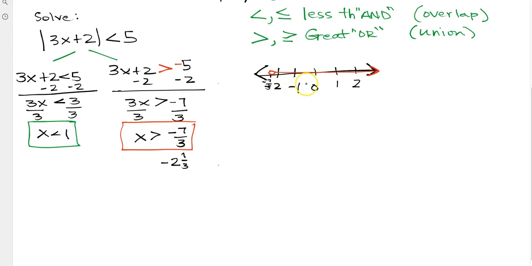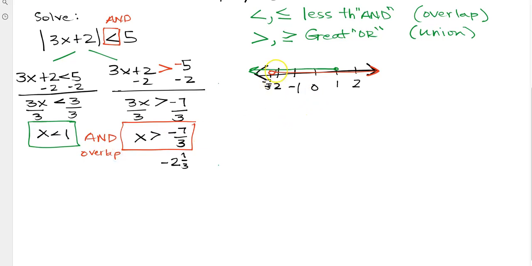The other one, x is less than 1, open circle here, and everything smaller than it, so everything to the left. And then the part that they overlap, because that's what we're looking at here, right? So I go back up here to this one, and I'm like, oh, okay, this is a less than, so it's an and statement. And if it's an and statement, we're looking for the overlap.